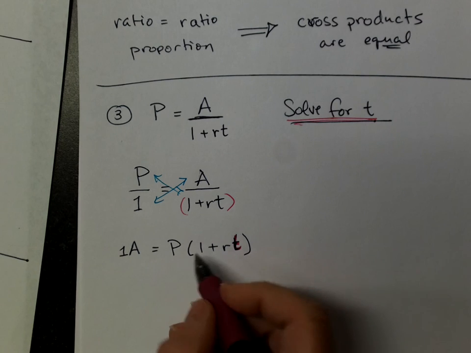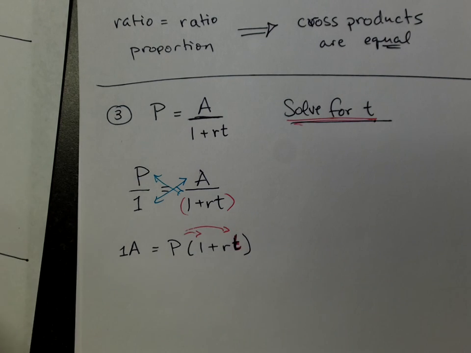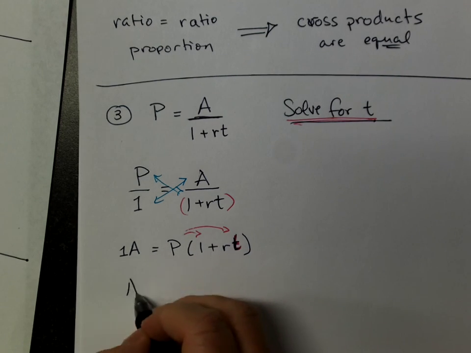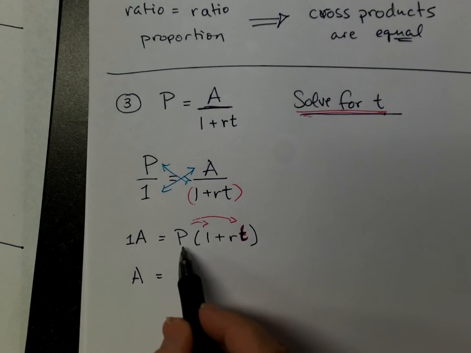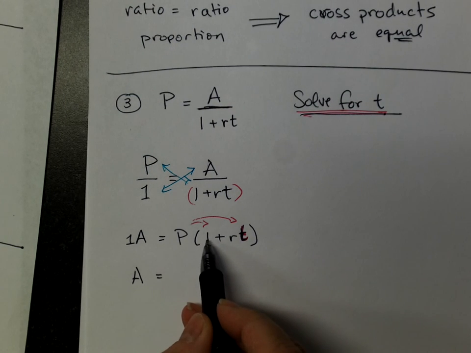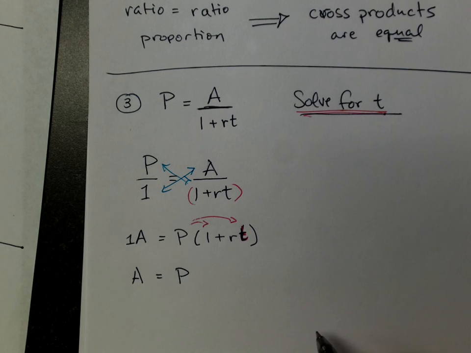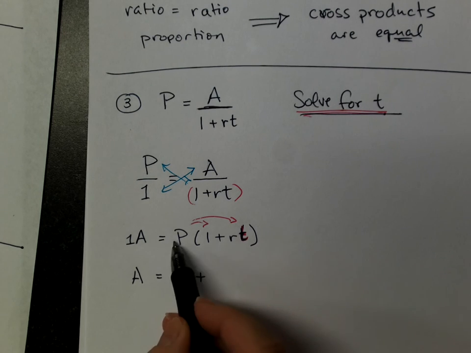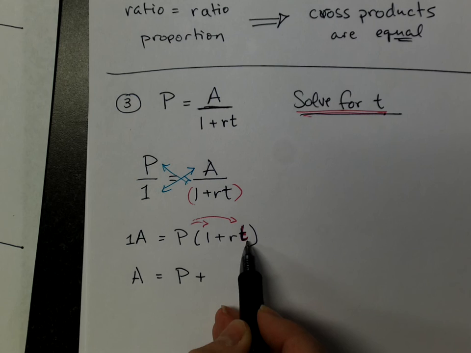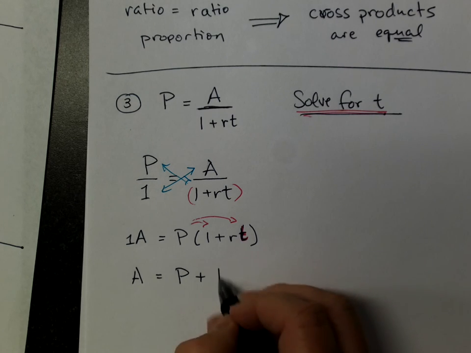So first I'm going to have to, if I've got any parentheses, kill them with distribution. So 1A, I can just write that as an A. And so this becomes P times 1. Well, that's just P. Plus P times RT. How do I write that? PR, right, yeah.